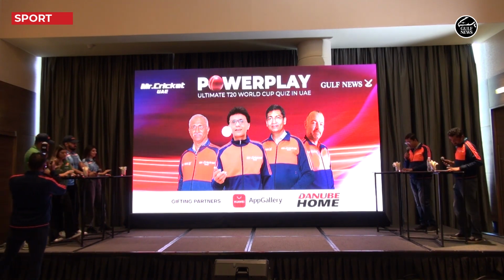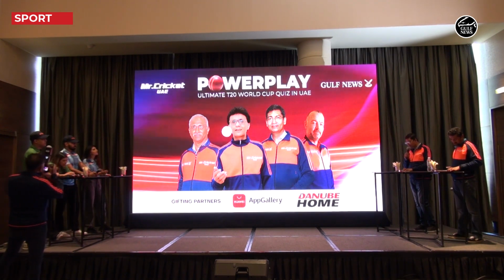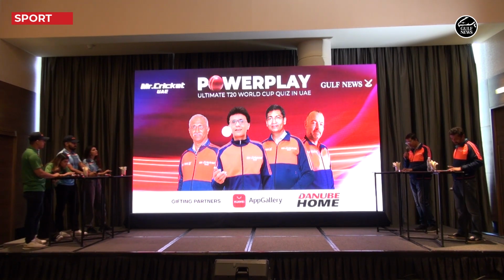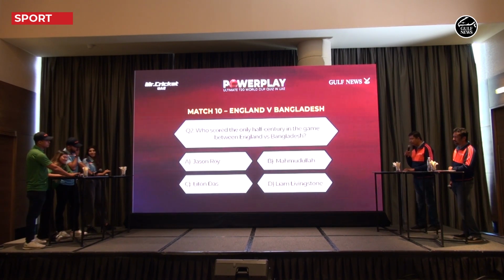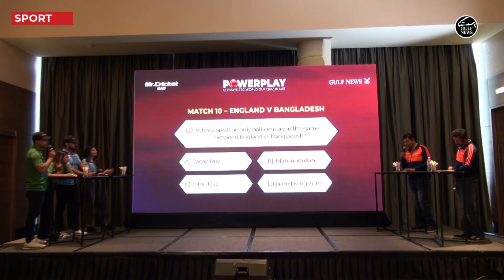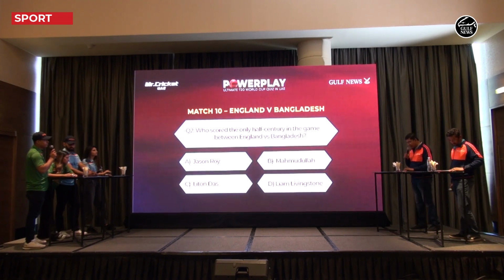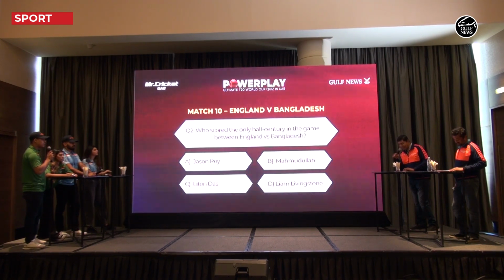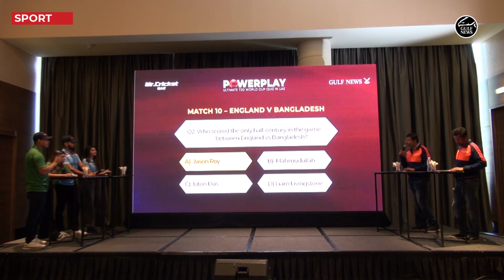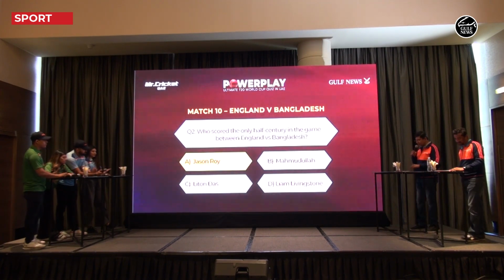In the game between England and Bangladesh, who scored the only half century? The options are Jason Roy, Mahmudullah, Litton Das, Liam Livingstone. Number A, Jason Roy. And how much did he score? 80 maybe. You have the right answer. 61 off 38 balls. Okay. Jason Roy, correct answer, 2 runs.